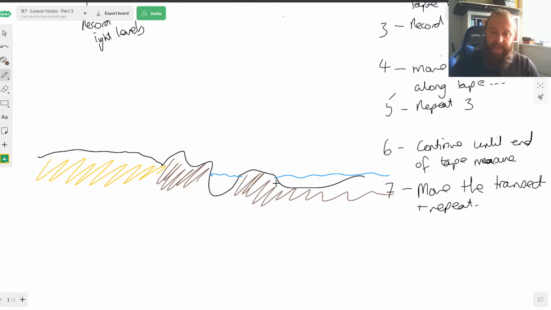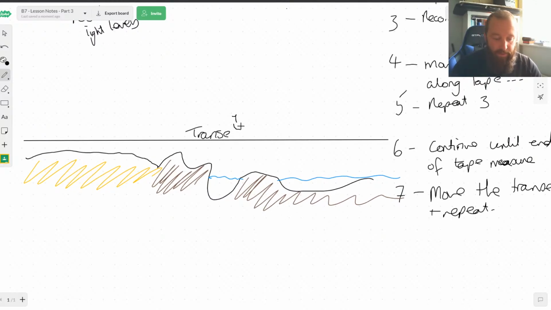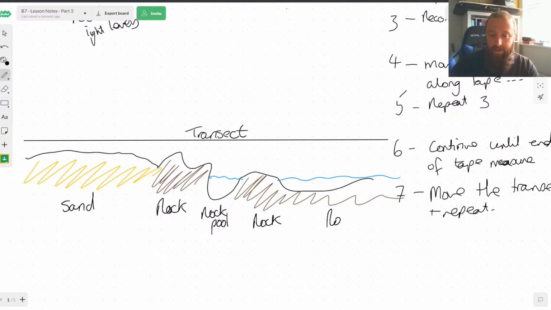So we actually need to take that into account as well. And if we ran our transect, let's just go back. If I ran a transect out this way, and let's just call this my transect line, something else that I may want to record is the terrain. So I may want to record in my table that this is sand, this is rock, this is a rock pool, another rock here, this is another rock pool.